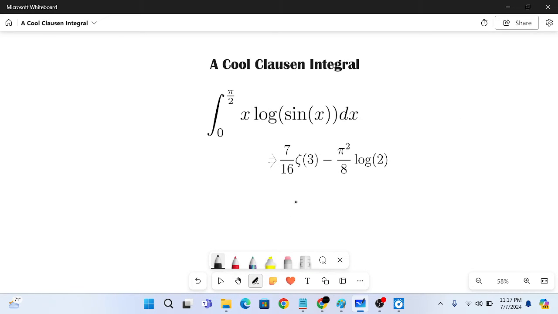A cool Clausen integral. So we have this integral from 0 to pi by 2 of x log of sin x dx. And let's see how we solve this.